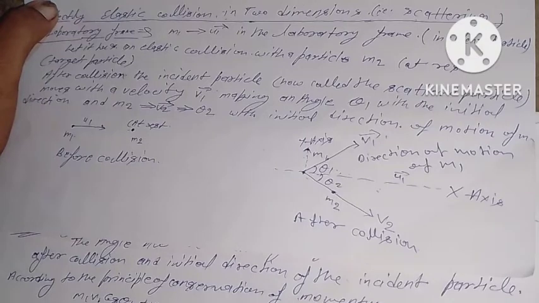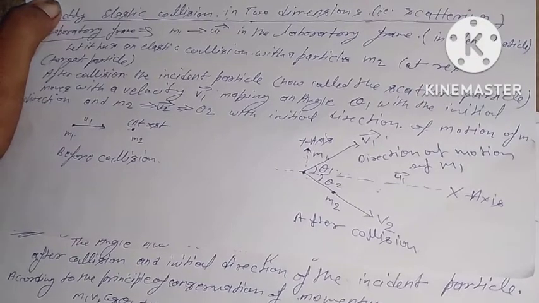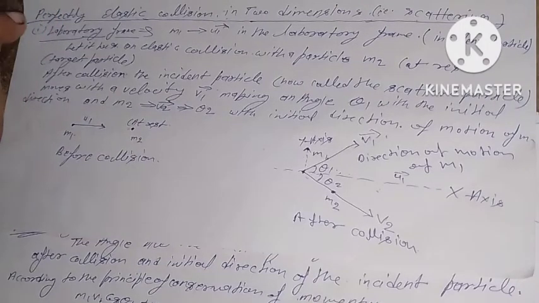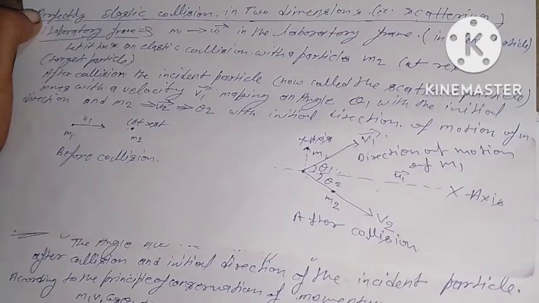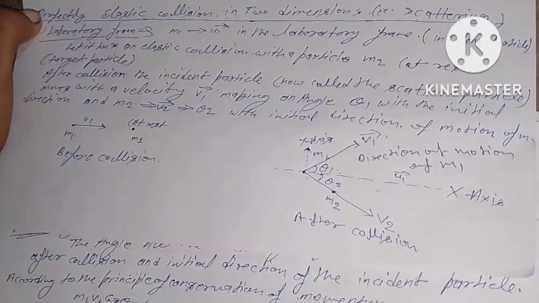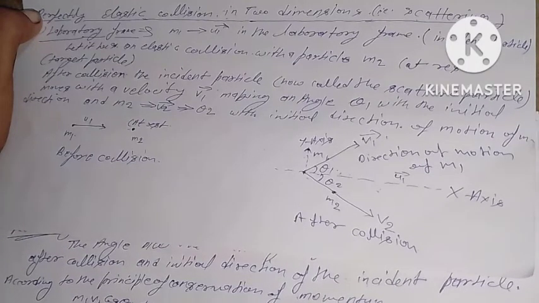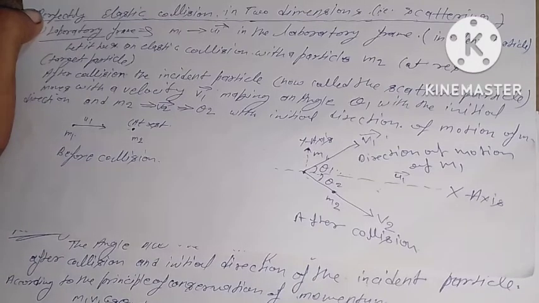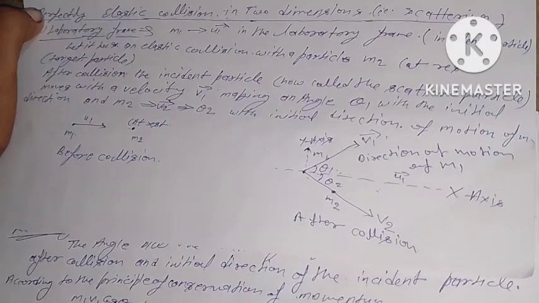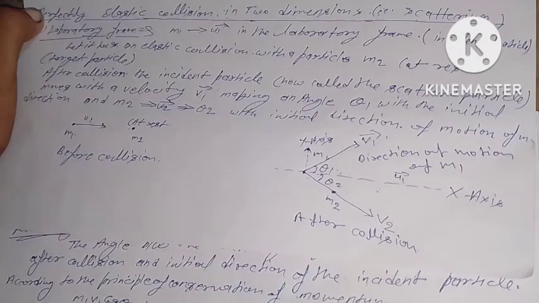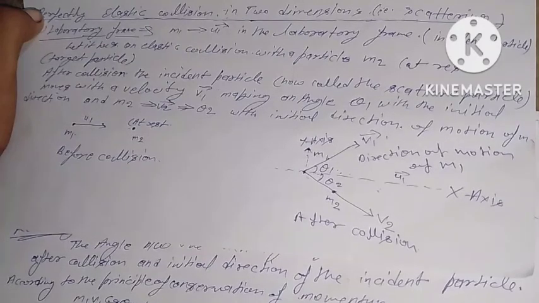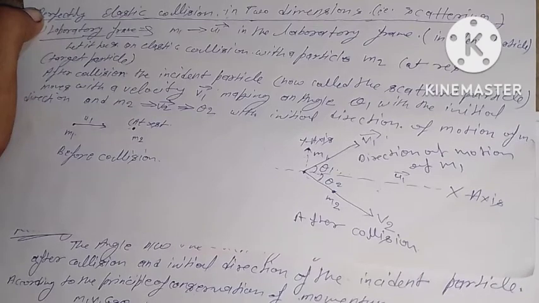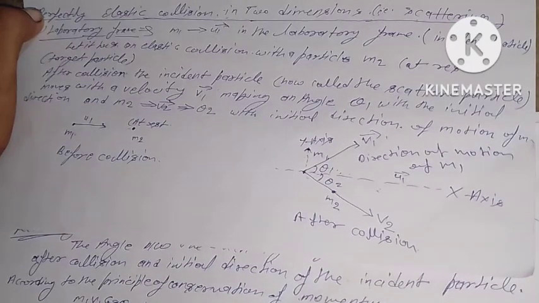As the collision is perfectly elastic, the total kinetic energy is also conserved. So 1 upon 2 m1 v1 square plus 1 upon 2 m2 v2 square equals 1 upon 2 m1 u1 square. This is equation number third, and the earlier ones are equation number first and second.